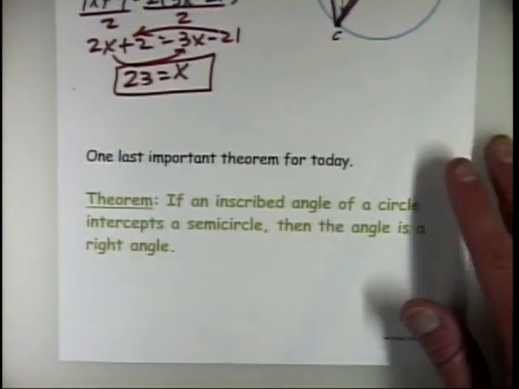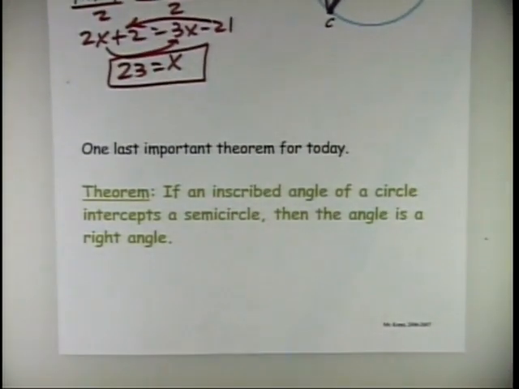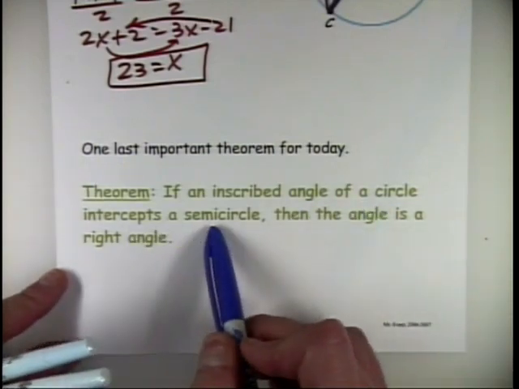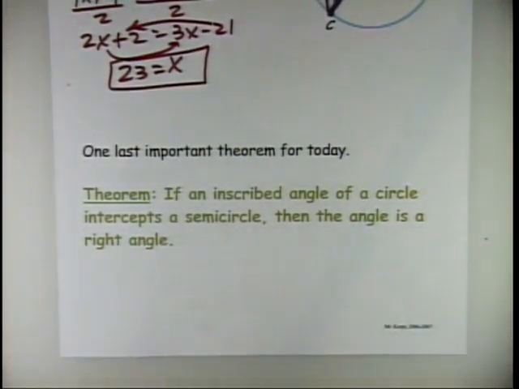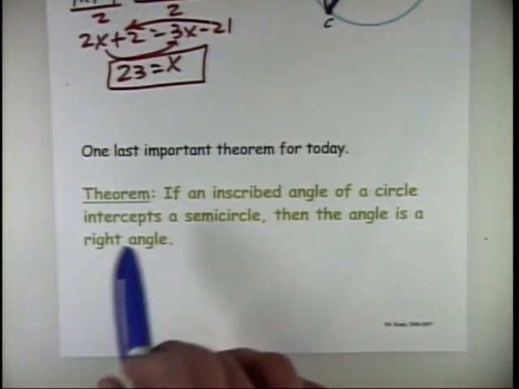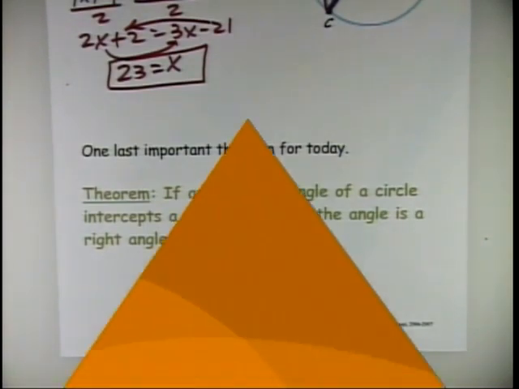One last important theorem for today. Here's the theorem: if an inscribed angle of a circle intercepts a semicircle, which is neither a major arc nor a minor arc, remember it's 180 degrees, half the circle, then the angle is a right angle. That's pretty fascinating. Let me show you what I mean.